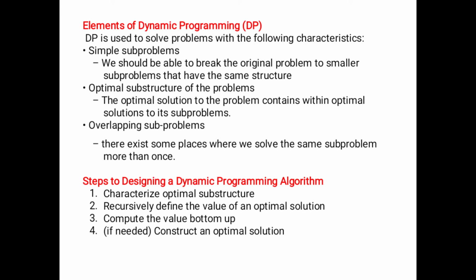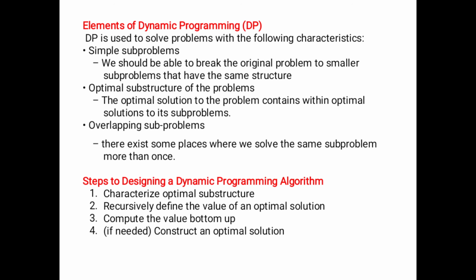The next one is the optimal substructure of the problems. Optimal means the result. The optimal solution to the problem contains within it optimal solutions to its subproblems. What does optimal substructure mean? It means finding the optimal solution of every subproblem, so every subproblem can follow a solution that is an optimal solution.